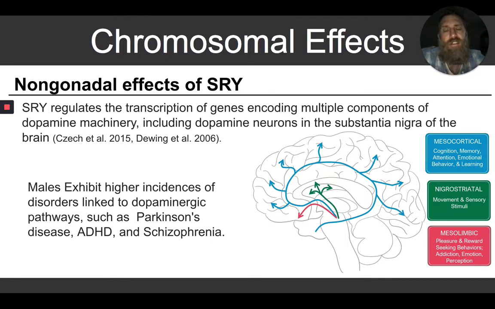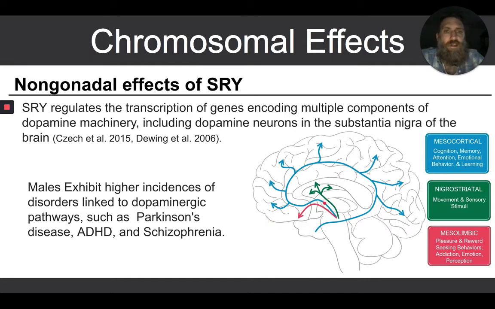The common treatments for this are either taking dopamine or stimulating this part of the midbrain or the substantia nigra directly to release lots of dopamine from the cells that are still alive. So the SRY gene is important, especially during development, for these dopamine neurons. And you can take a look at this graphic here. These are the different dopamine pathways. As you can see, the nigrostriatal pathway is responsible for movement, but it's also involved in pleasure and reward, seeking behaviors, addiction, emotion, perception. Funny enough, people that take L-DOPA, if they have Parkinson's, are more susceptible to developing addictions.